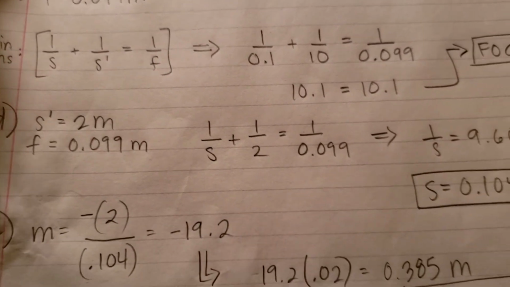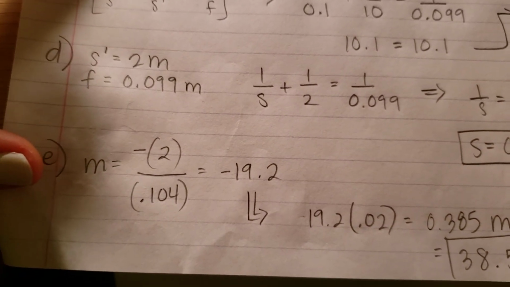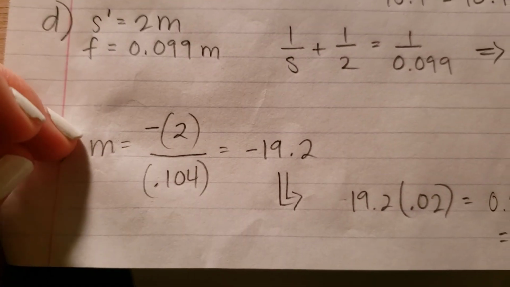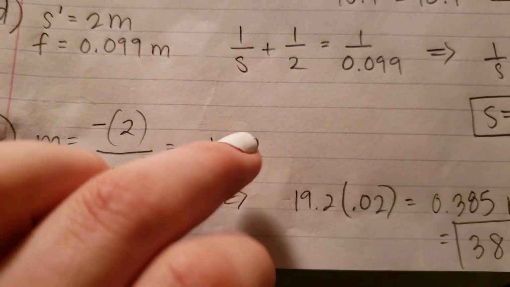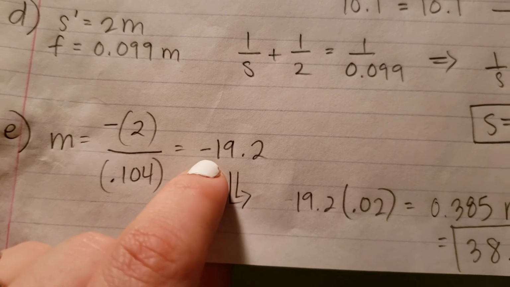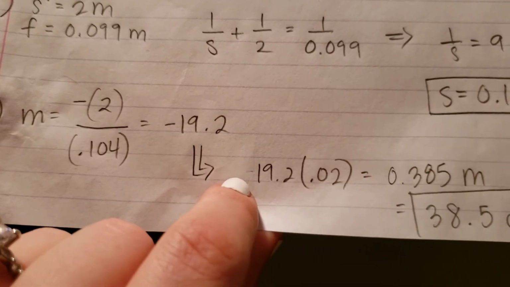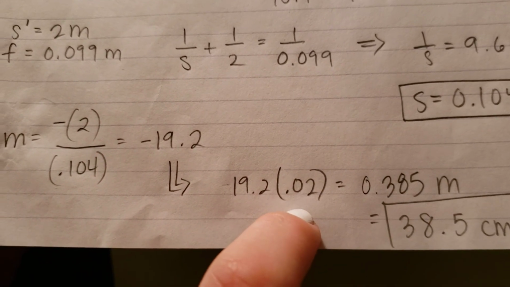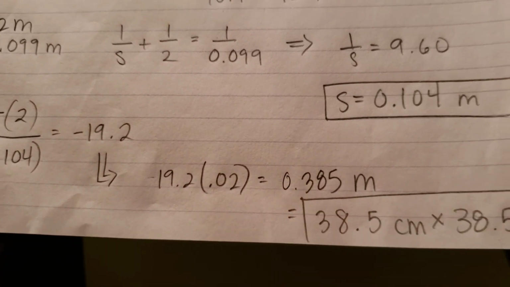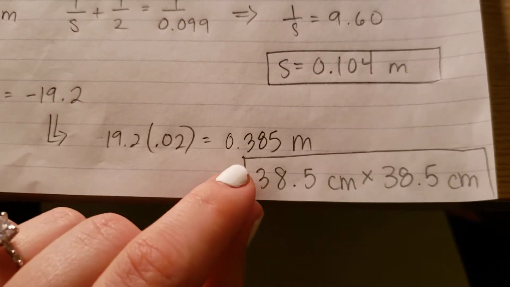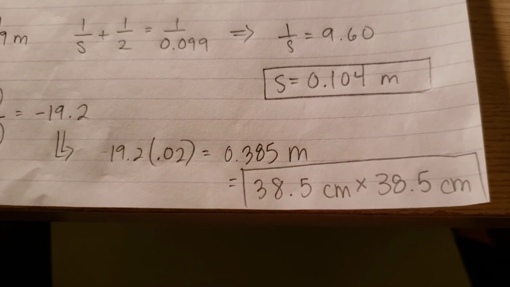So we're going to need to move it by 0.004 meters in order to be a sharp image. And then finally for part E, they want to figure out how big will the new image be in this case. So again, we can use our magnification equation and plug in our S prime and S, and that's equal to negative 19.2. So that's going to need to be magnified by 19.2 times. And we started with an image that was 0.02 times 0.02, so we just multiply that and we get 0.385 meters. So our new image will be 38.5 centimeters by 38.5 centimeters.